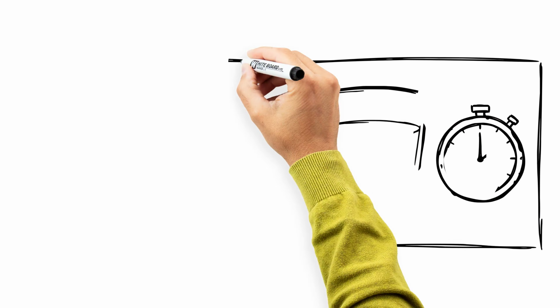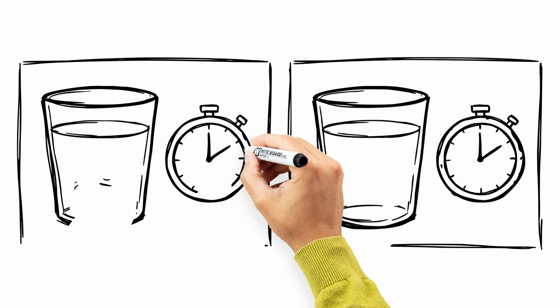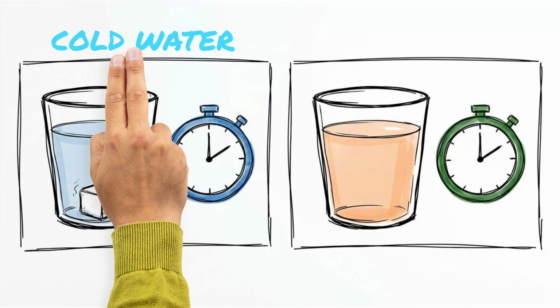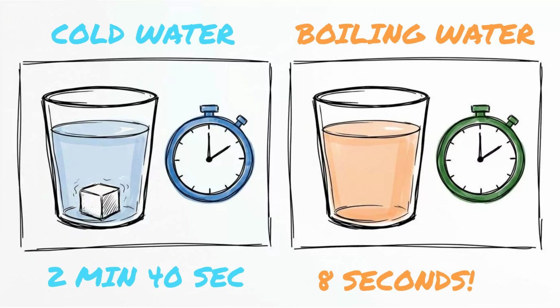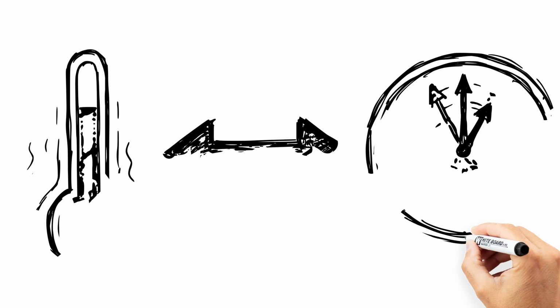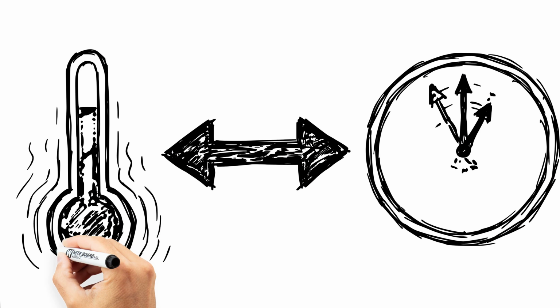Sugar cube in cold water, 2 minutes 40 seconds. Same cube in boiling water, 8 seconds. Same sugar. Why is there such a massive difference? That difference is the rate of dissolving, how quickly a solute dissolves in a solvent.